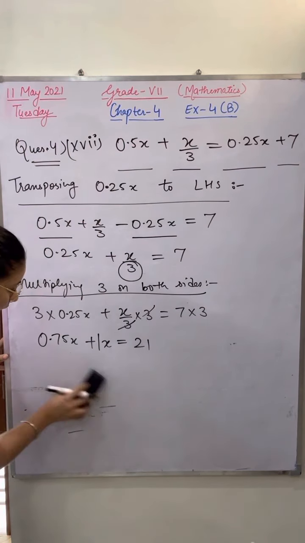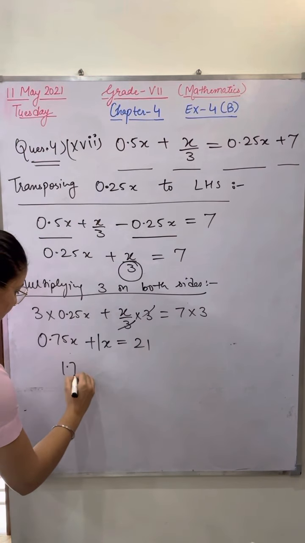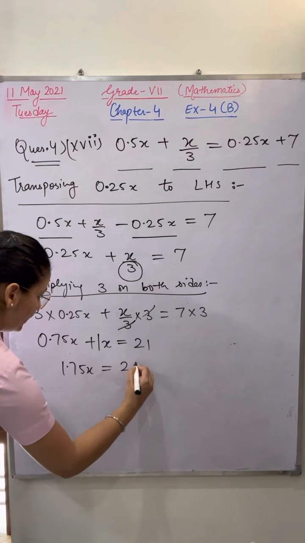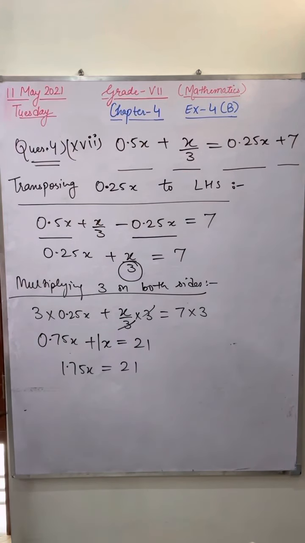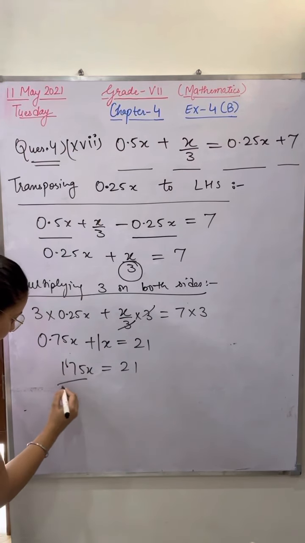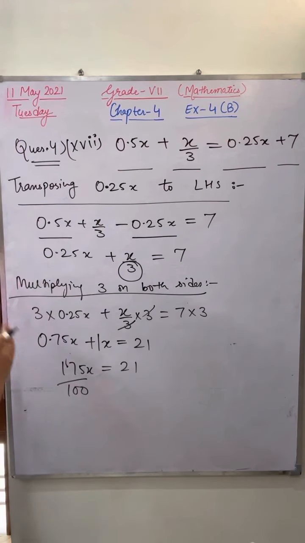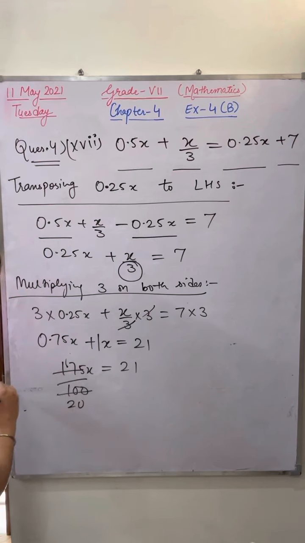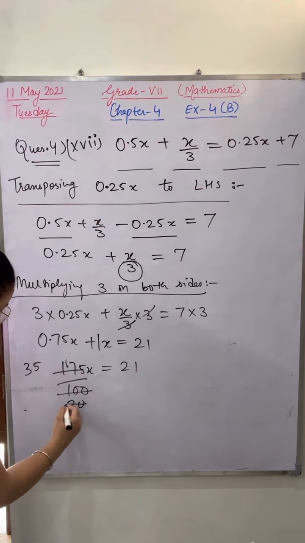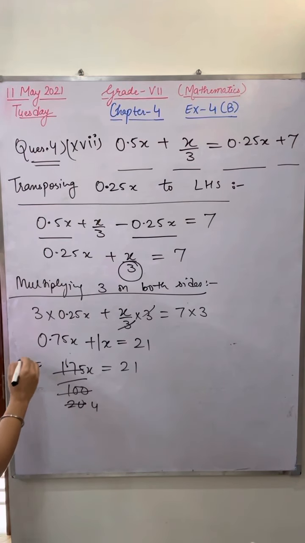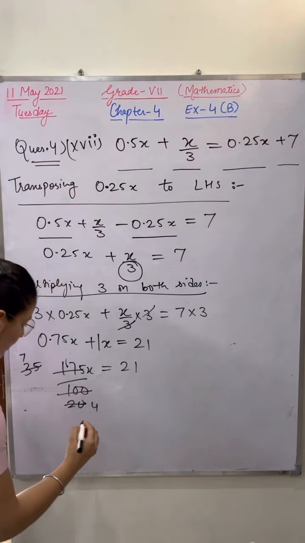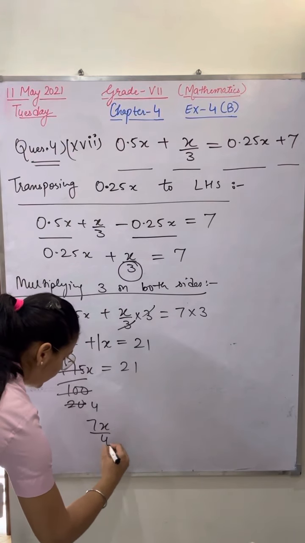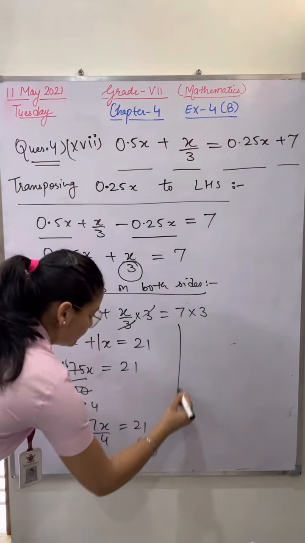So 1.75x is equals to 21. Now you can remove the decimal. It will be 100. First of all, I'm going to cancel on the 5 table. 5 2s are 10, 5 3s are 15, 5 5s are 25. Again on 5 table, 5 4s are 20 and 5 7s are 35. So it is equals to 7x upon 4 is equals to 21.